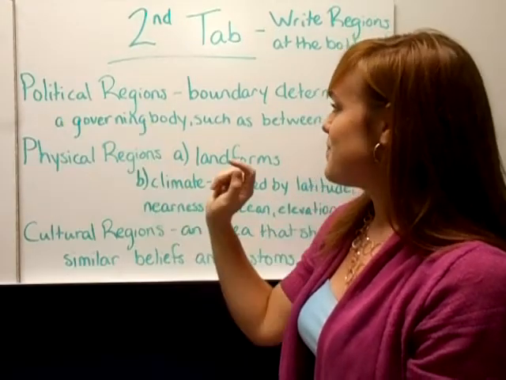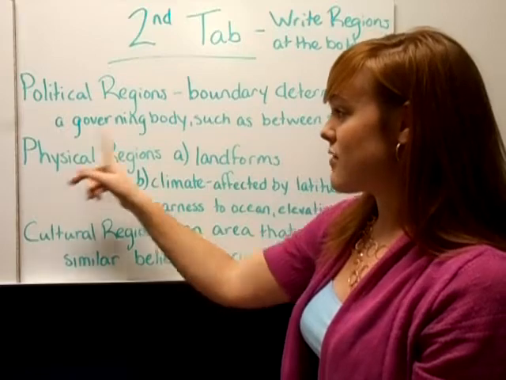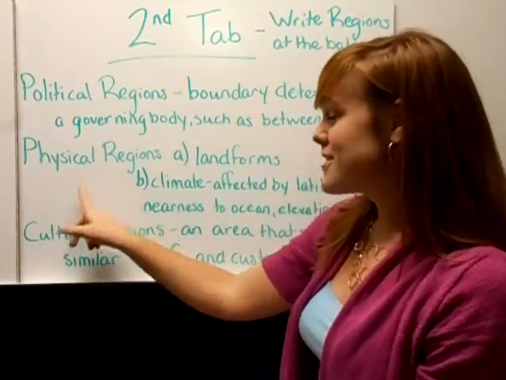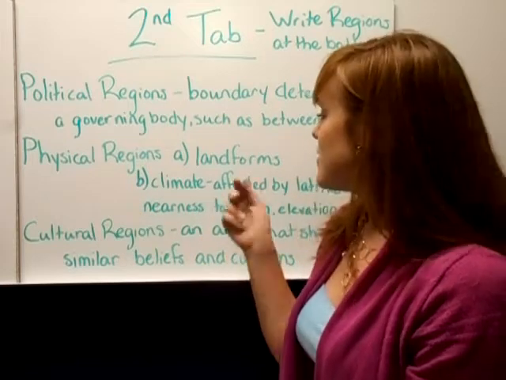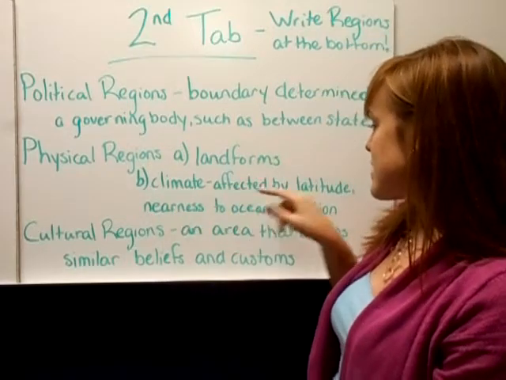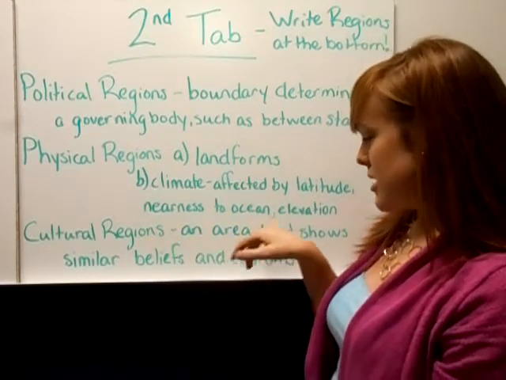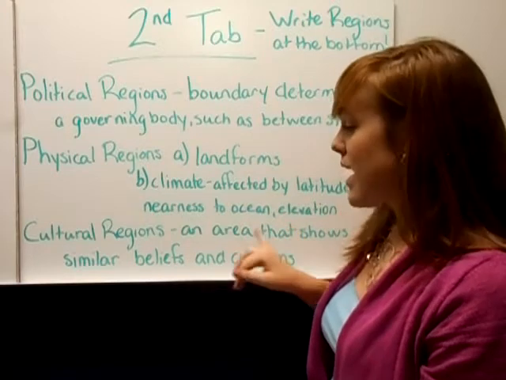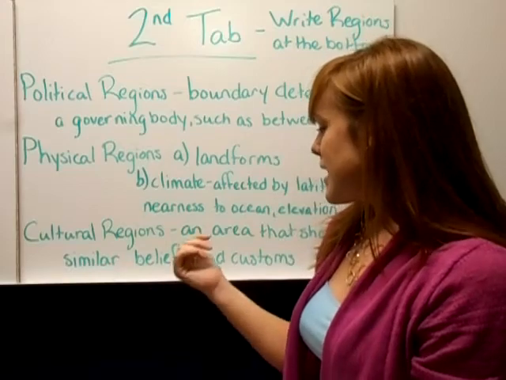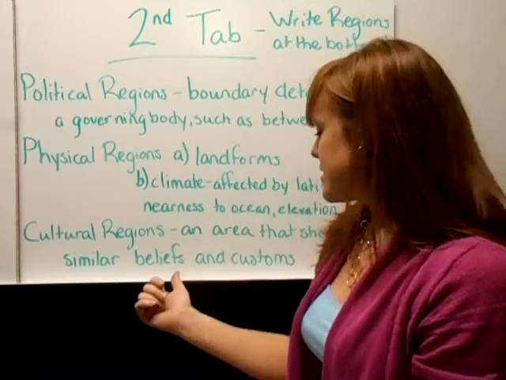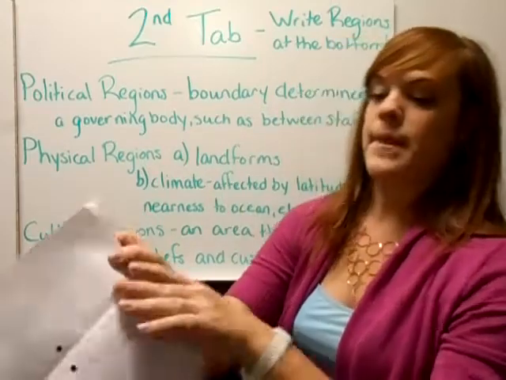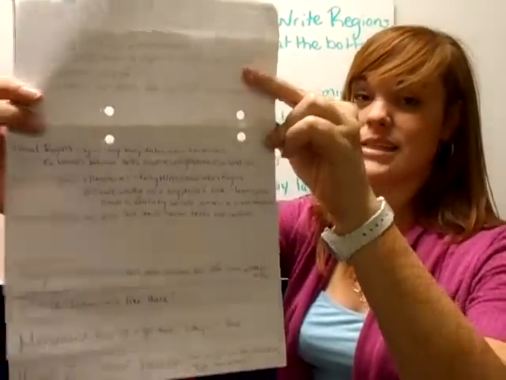So a political region, the boundary is determined by a governing body, such as between states. Physical regions, there are two types. We have landforms and climate, and I want you to have that climate is affected by latitude, nearness to the ocean, and the elevation. Okay? Very last one you have to have, cultural regions. That's an area that shows similar beliefs and customs. You need to have this copied onto your second page like this for class.